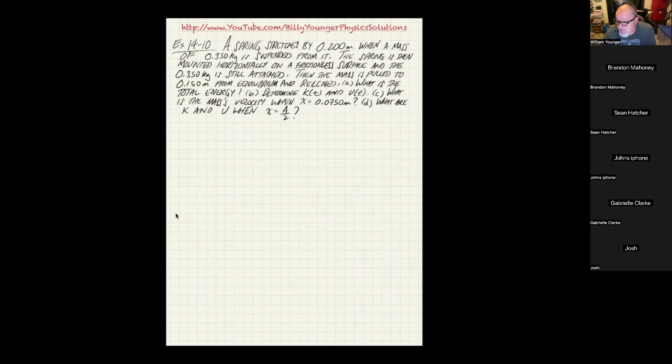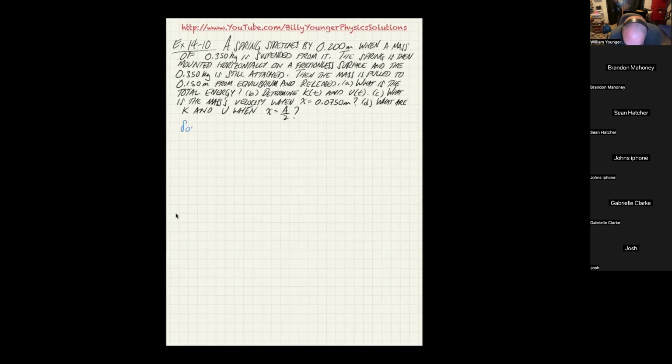So the fact that it's released tells you that, for one thing, the amplitude is 0.150 meters, and for another thing, the velocity at t equals 0 is 0. So that's two important pieces of information that we got from there. So A says, what is the total energy? B, determine the kinetic energy as a function of time, and U of t, the potential energy as a function of time. C, what is the mass's velocity when x is equal to 0.0750 meters? And then D, what are K and U when x is equal to A over 2? So let's attempt to solve this.